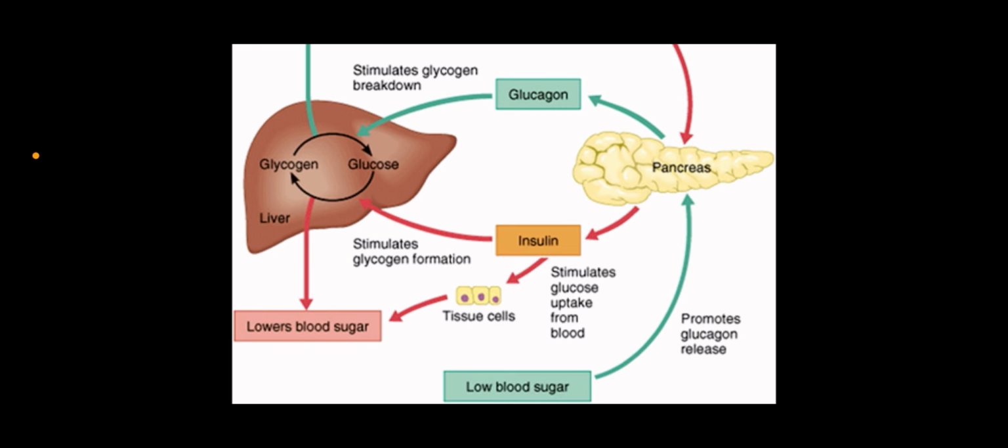gluconeogenesis. Another important term is glycogenolysis, which is the hydrolysis of glycogen to glucose, which is also used in the liver. Okay, so we've covered insulin and glucagon, as you can see on the diagram. Feel free to pause and have a look at the diagram. But the diagram does not show adrenaline, which is a specific hormone used for specific situations.